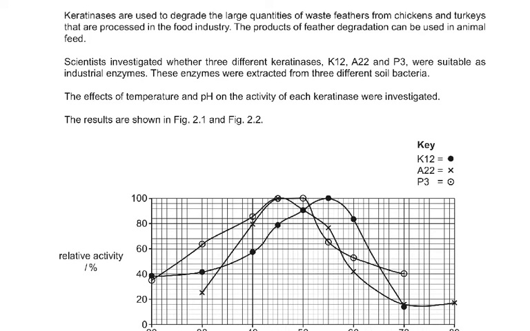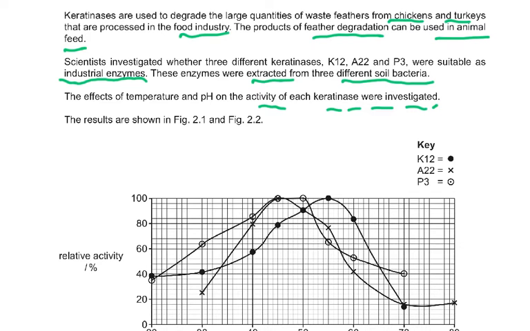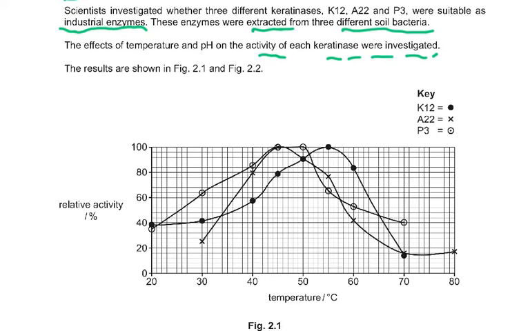Keratinases are used to degrade the large quantities of waste feathers from chickens and turkeys that are processed in the food industry. The products of feather degradation can be used in animal feed. Scientists investigated whether 3 different keratinases, K12, A22, and P3, were suitable as industrial enzymes. These enzymes were extracted from 3 different soil bacteria. The effect of temperature and pH on the activity of each keratinase was investigated. The results are shown in figure 2.1 and figure 2.2.